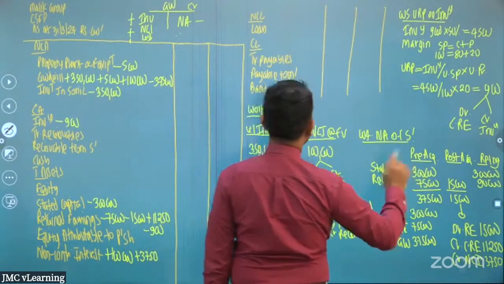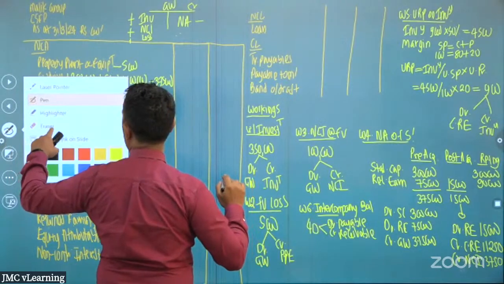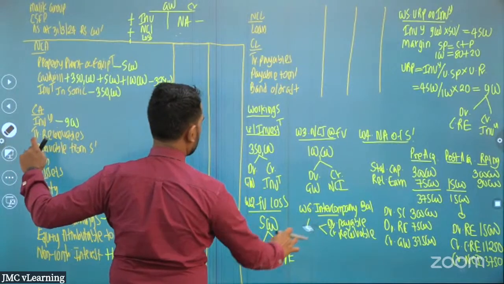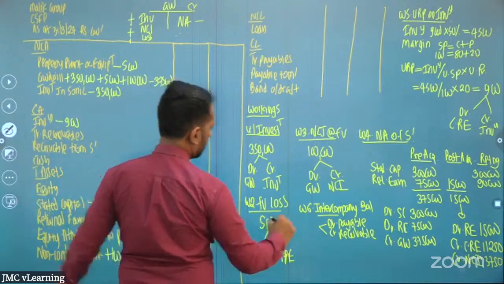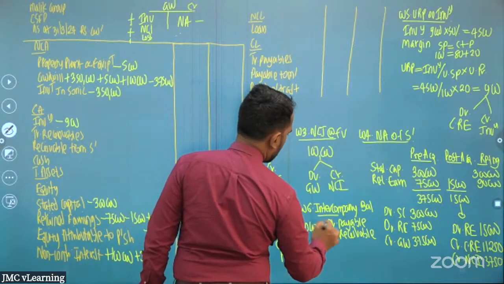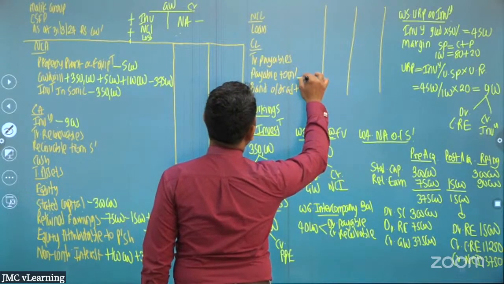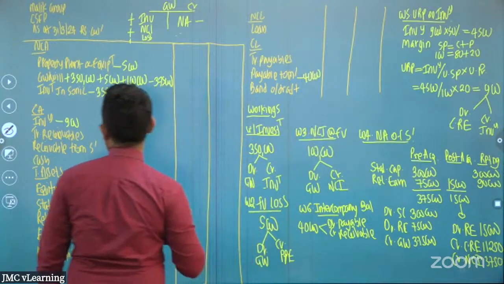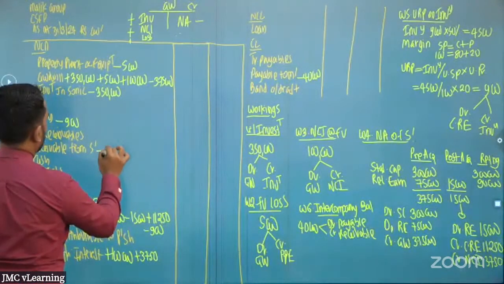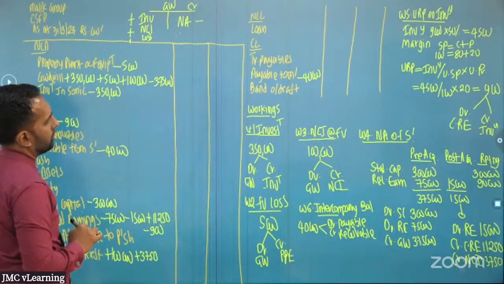Sorry, 40,000. Amount is 40,000. Remove from the payable 40,000 and remove it from the receivable 40,000.